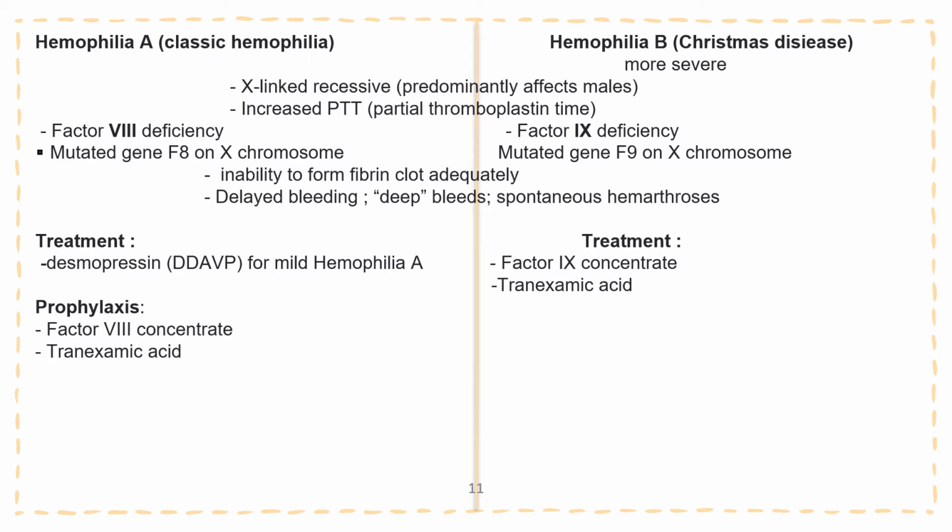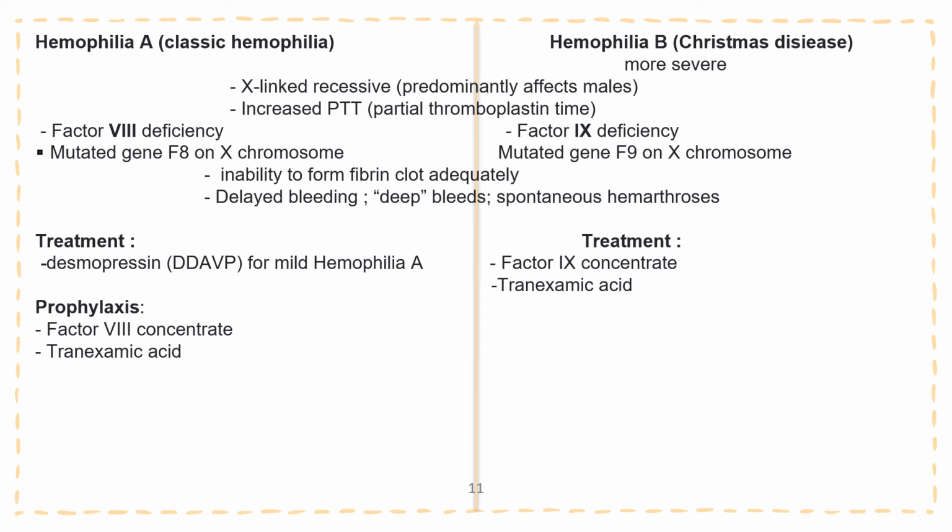Hemophilia A affects factor 8, it's deficient, with mutated gene F8 on the X chromosome, and Hemophilia B is characterized by deficiency of factor 9 with mutated gene F9 on the X chromosome. Both of these disorders are characterized by inability to form a fibrin clot adequately, delayed bleeding time, deep bleeds, spontaneous hemarthrosis.